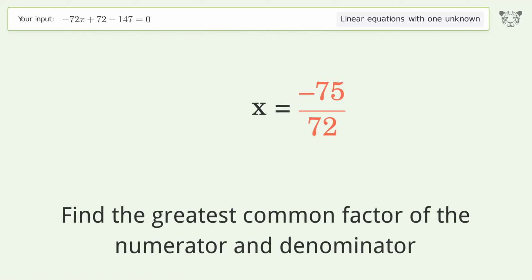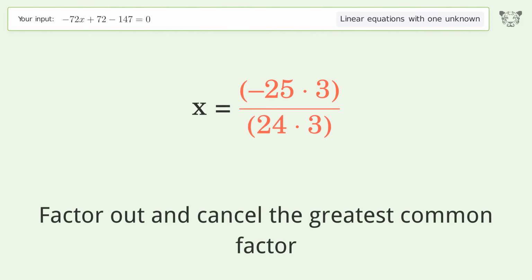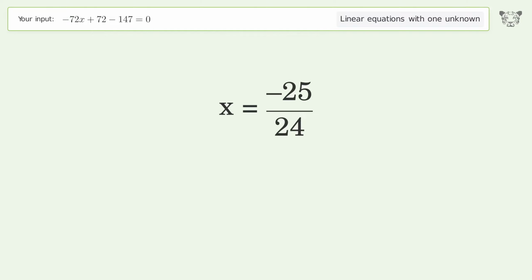Find the greatest common factor of the numerator and denominator. Factor out and cancel the greatest common factor. And so the final result is x equals negative 25/24.